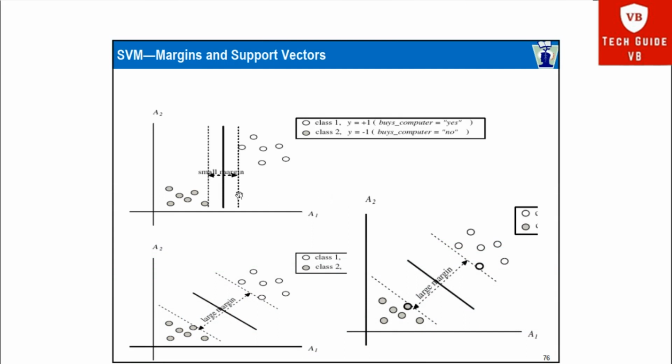Then the next is SVM margins and support vectors. As you see here, these are some small margins where the support vectors are closer to this boundary. That's why the margins are small. But in this case, the margins are large because these support vectors are far away from this boundary.